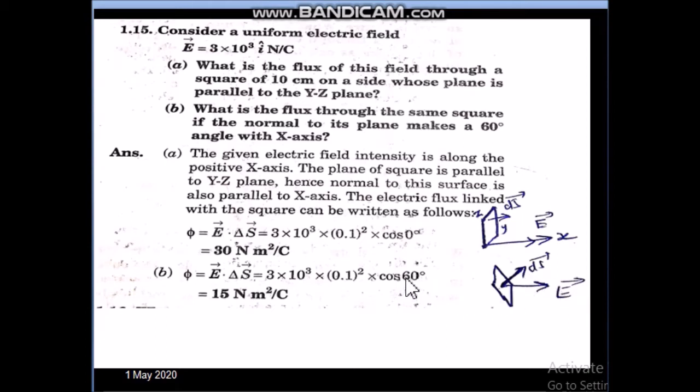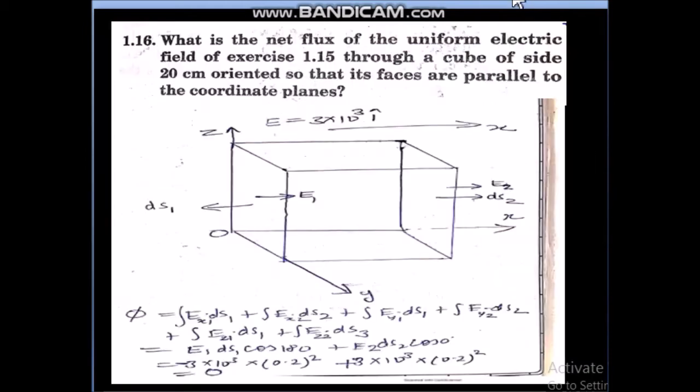So we will put cos 60 degree. So E dot ds means E ds cos theta, theta is 60 degree. So accordingly the answer will change. So we have handled here two types of angles in this question. So we'll be taking some more questions for the practice.